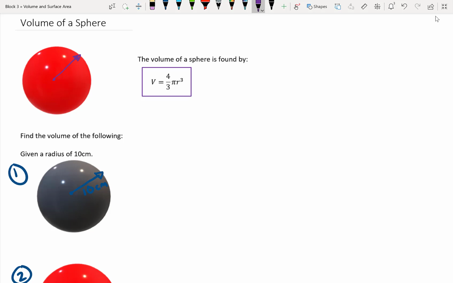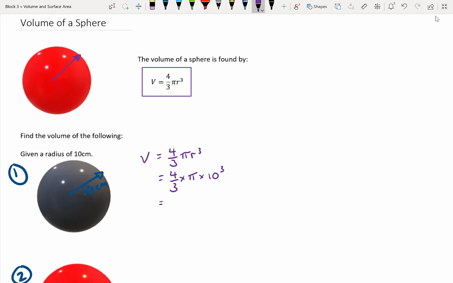Find the volume of the following sphere shapes. Given here a radius of 10 centimeters, so my volume is 4/3 pi r cubed. Okay. No prizes for that, it's written just above it. I'm going to substitute in my number, so I've got 4/3 times pi times my radius, which here is 10 cubed. So I turn to my calculator and I stick my numbers in.